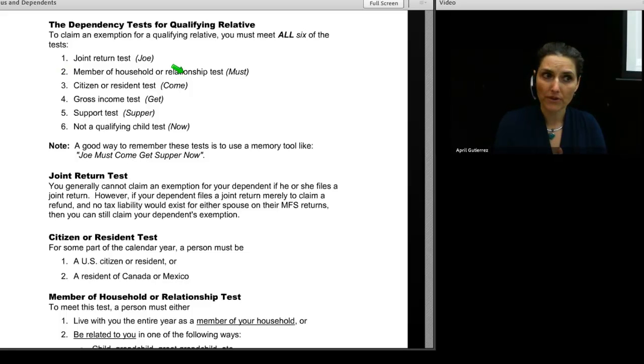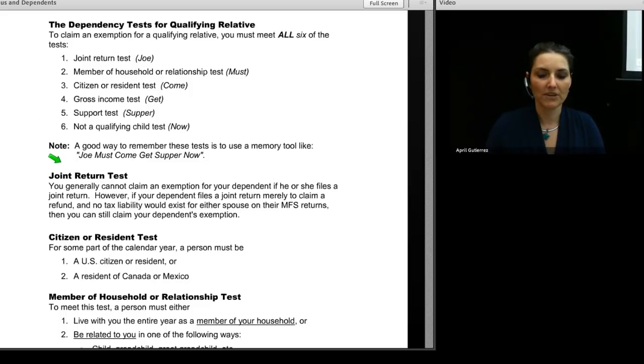It doesn't say both. It doesn't say member of household and related, because with qualifying child, they do have to be your child and live with you, right? But for qualifying relative, they have to live with you or they have to be related. Got it? Moving on, citizen or resident test, gross income test, support test, and not a qualifying child test.